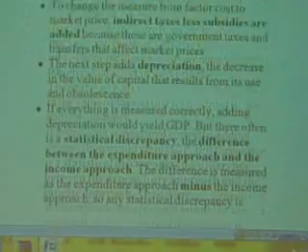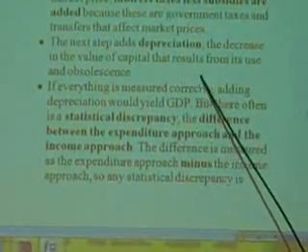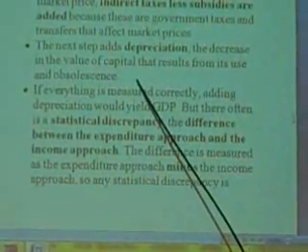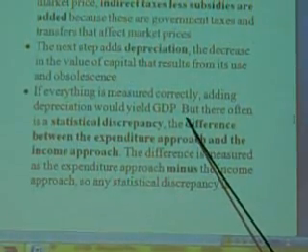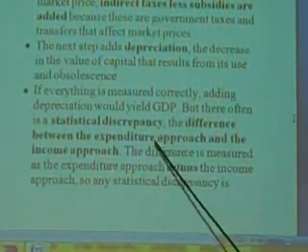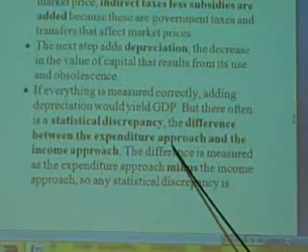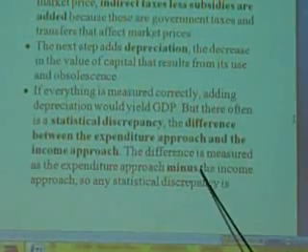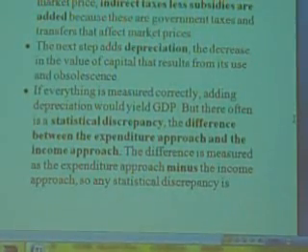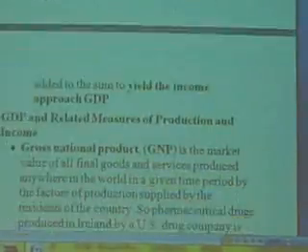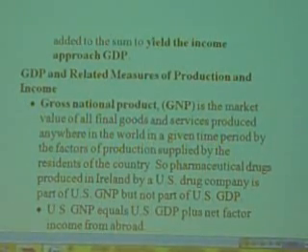The next step adds depreciation. That is the decrease in value of capital that results from its use and obsolescence. And then if everything is measured correctly, adding depreciation would yield a GDP and we'd be done. There's often, however, a statistical discrepancy. That is the difference between the expenditure approach and the income approach. The difference is measured as the expenditure approach minus the income approach, so that any statistical discrepancy is accounted for. And that's added to the sum to yield the income approach to the GDP. So there are a lot more steps with the income approach.